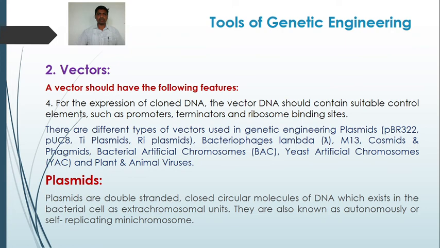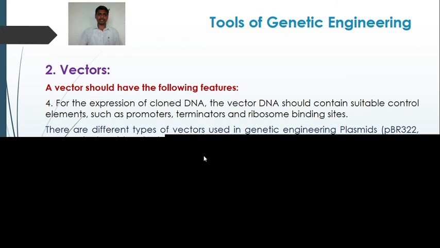In the next lecture we will study the plasmids. Okay, so up to this point we have finished the DNA modifying enzymes, that is the restriction endonucleases, DNA ligases, and DNA polymerases. In the next lecture we will study the plasmid. Plasmids are the vectors used in genetic engineering.